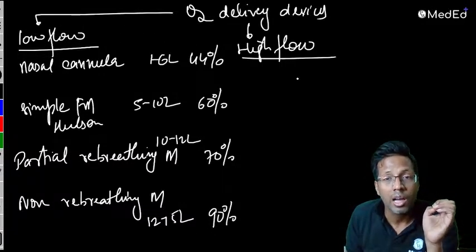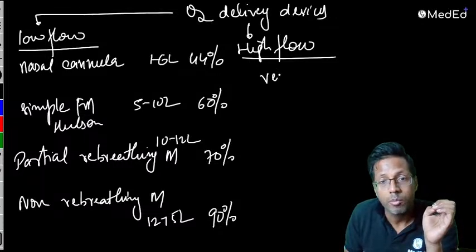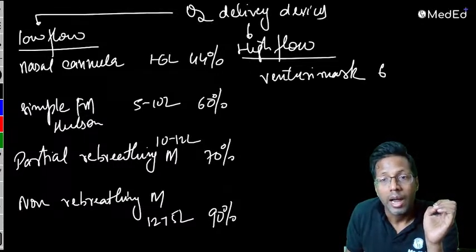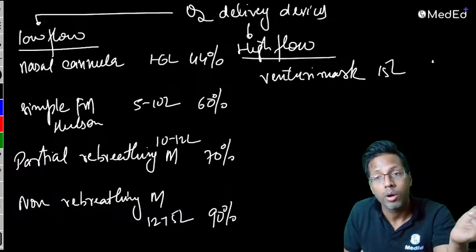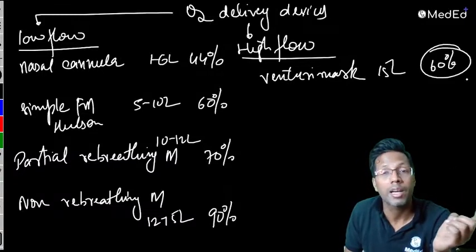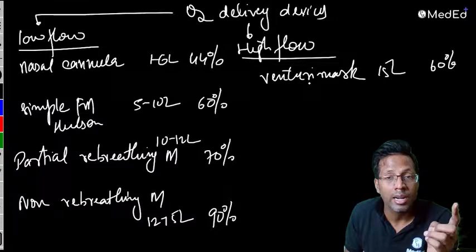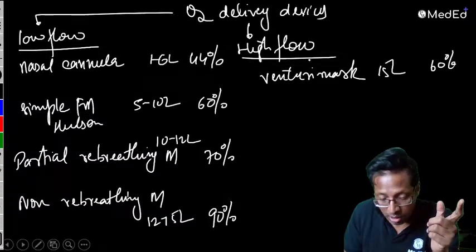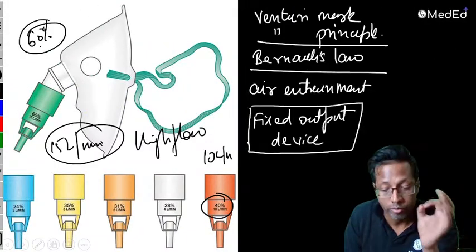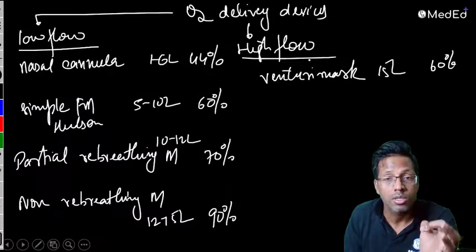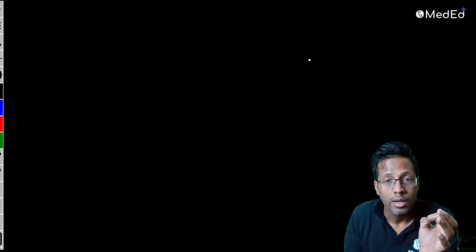On the other hand, we get high flow devices, right? One of them is the Venturi mask. At 15 liters high flow, it provides only 60%, that is the maximum FiO2. The only point is that it is a fixed output device by which you know how much you're going to give to the patient, right? So this is your Venturi mask, all right?